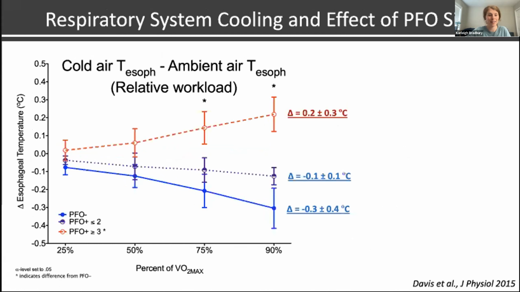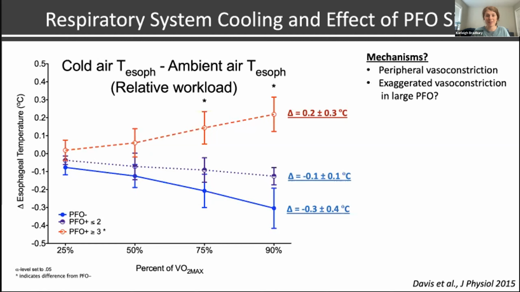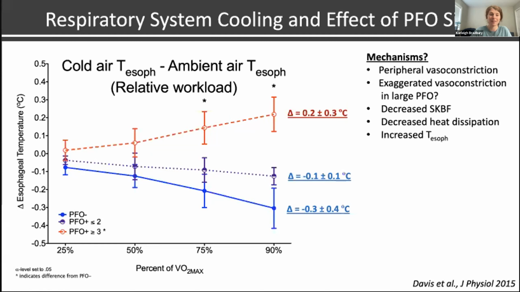When we divide that out and look at the size effect, our subjects with the small PFO have slightly colder temperatures while they're breathing the cold air. But for some reason, subjects with a large PFO have warmer core temperatures breathing the cold air compared to the ambient air. So when we think about a potential mechanism that could be contributing to this, we know that when people are breathing cold air, we're going to have peripheral vasoconstriction. Maybe there's an exaggerated vasoconstriction in our large PFO subjects, leading to further decreases in skin blood flow, decreasing heat dissipation, and leading to increases in esophageal temperature. But maybe that's part of it, but we're really not sure why we're having increases in temperature when people are breathing cold air.